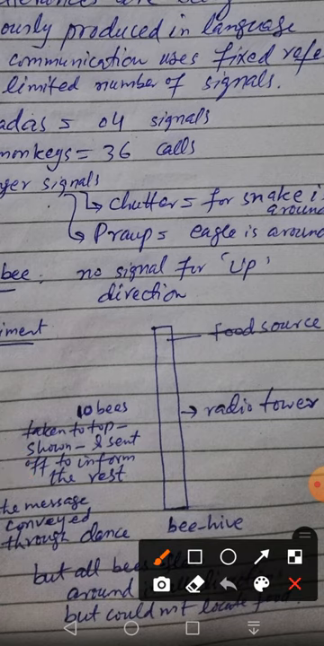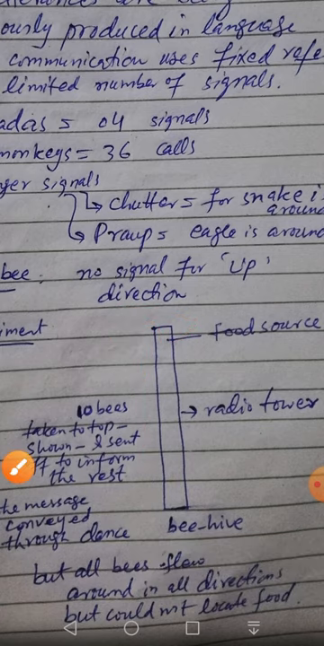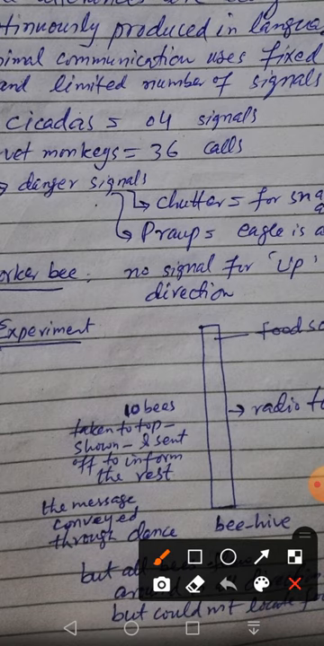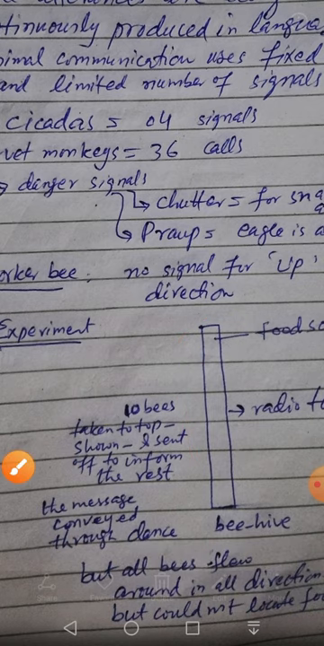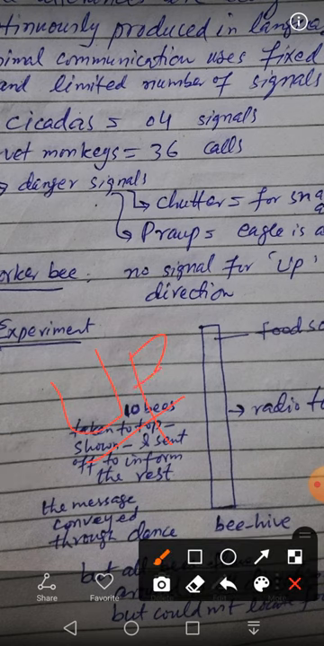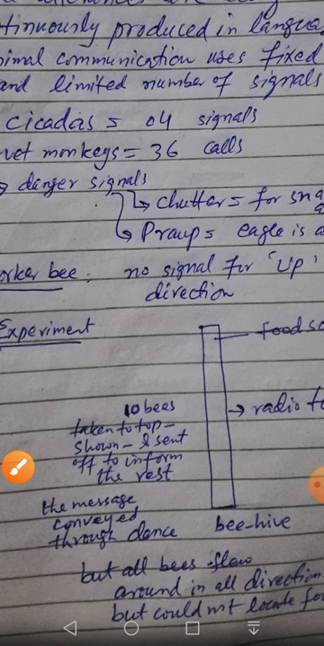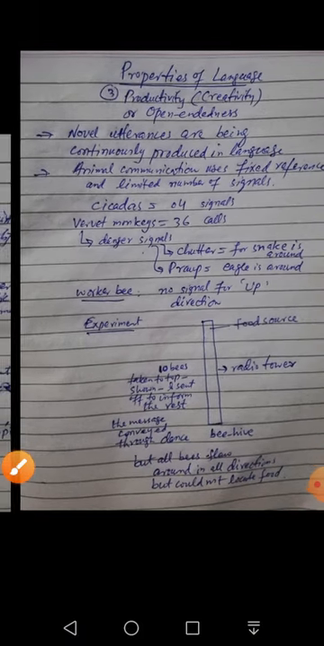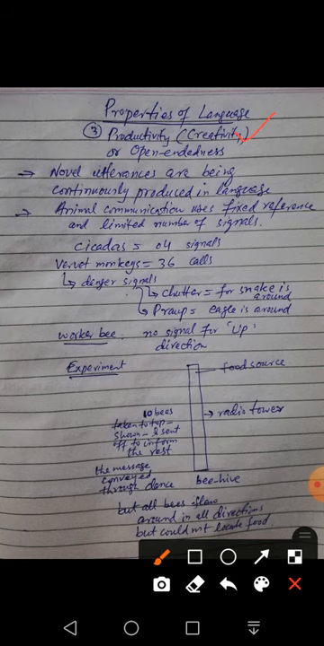All the bees started moving and flying, but they never went up because there was no signal in the dancing which communicated that the food is available up. So they started moving in all directions, east, west, south and north, but none of the bees could find the source of food. It means there is no word like up. There was no communication signal in the language of bees which can indicate up. So it means they must have some fixed communication system, and only humans have this property to generate, create, or produce novel utterances. This is known as open-endedness.